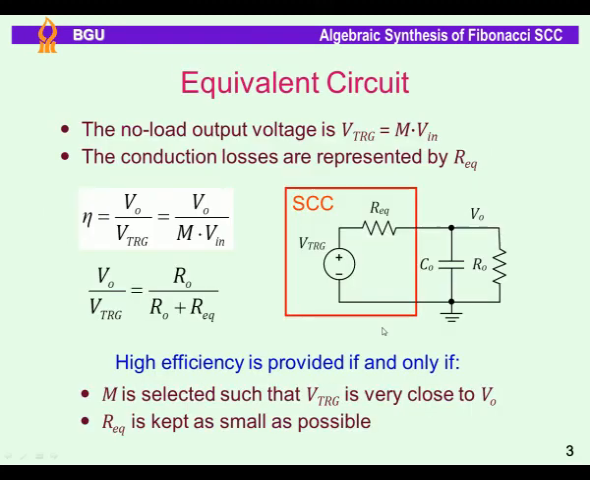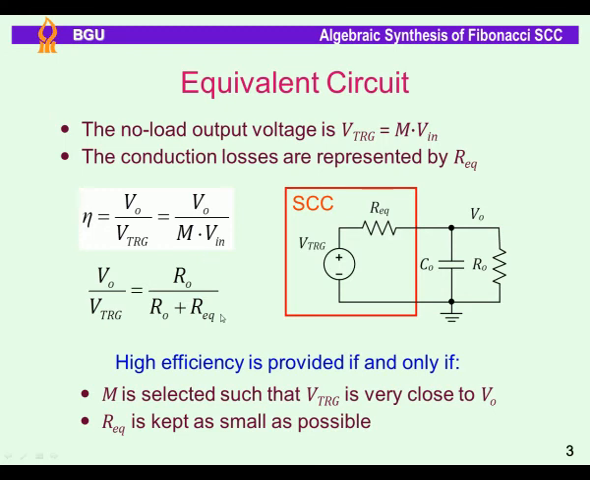Any switched capacitor converter can be represented by a simple equivalent circuit that includes a target voltage source and a serial resistor. This resistor is called the equivalent resistor and represents the conduction losses in the converter. Connecting the load to the equivalent circuit, we actually get a voltage divider. Consequently, the converter efficiency can be expressed as the ratio of the output and target voltages, which is the same as the ratio of the corresponding resistors.